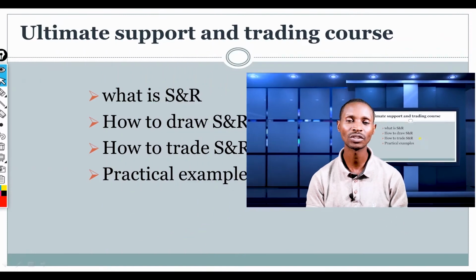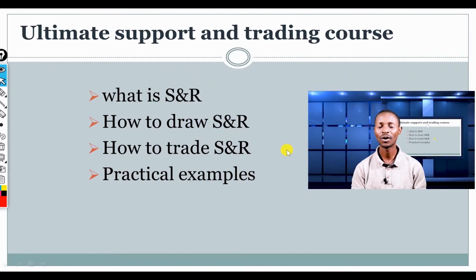So in today's lesson, we are going to teach you what is support and resistance, how to draw support and resistance, how to trade the support and resistance, and we will give you a practical example on how to trade support and resistance. Note that support and resistance can be used to trade crypto, forex trading, stock market, indices, any asset you wish to trade. They are reversal tools. You can use them to trade your asset without a problem, and if you do that properly, I guarantee you that you will get profit.